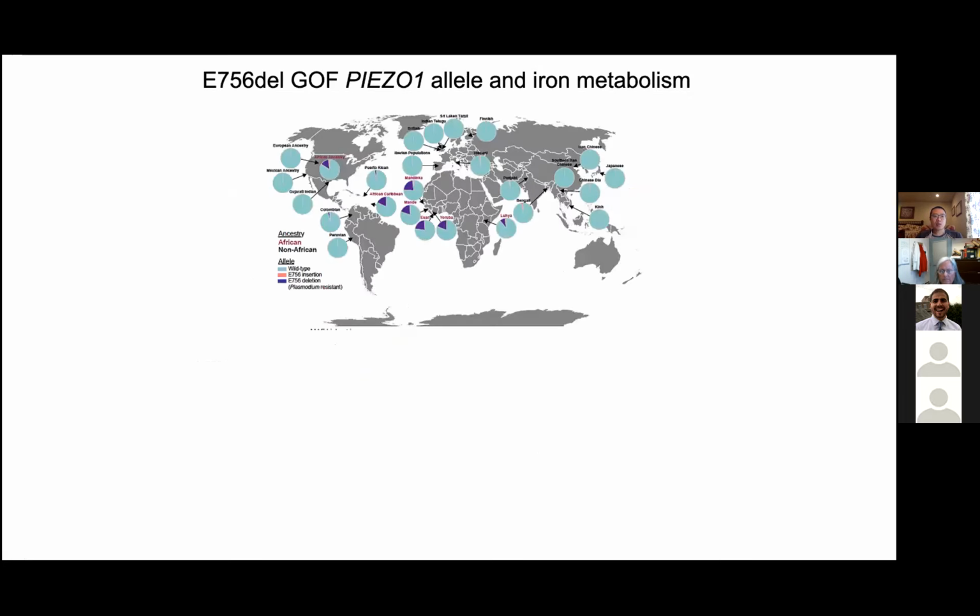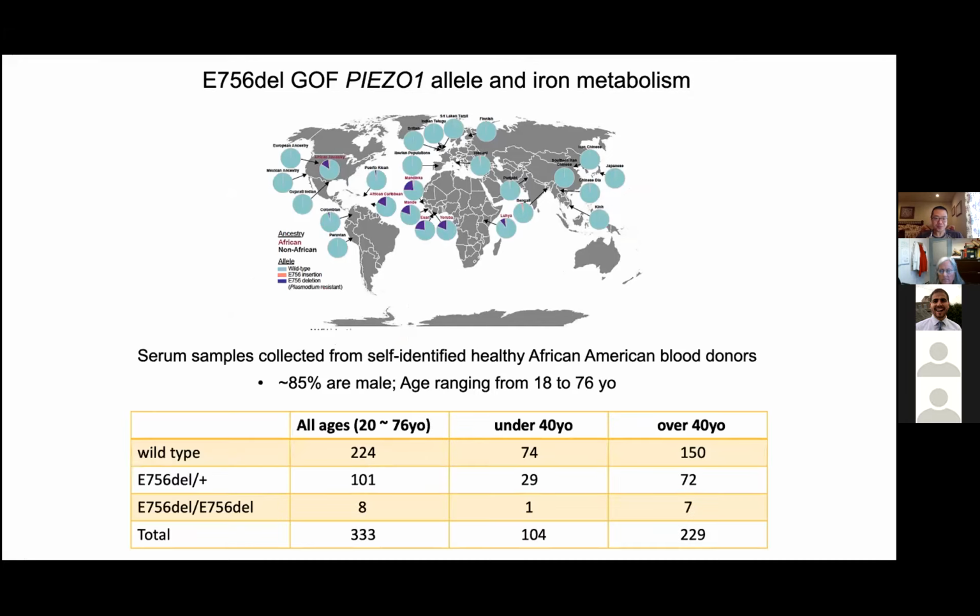So as I mentioned, one exciting area of what we want to get into is human genetics, of asking how the E756 delete gain of function PS1 allele affects iron metabolism in African American individuals. To do this, I collected more than 300 serum samples from self-identified healthy African American blood donors. In this cohort, the majority are male, and they range in age from 18 to 76 years old.